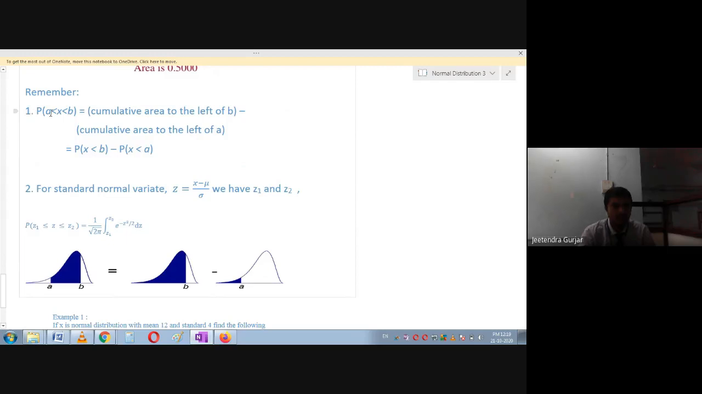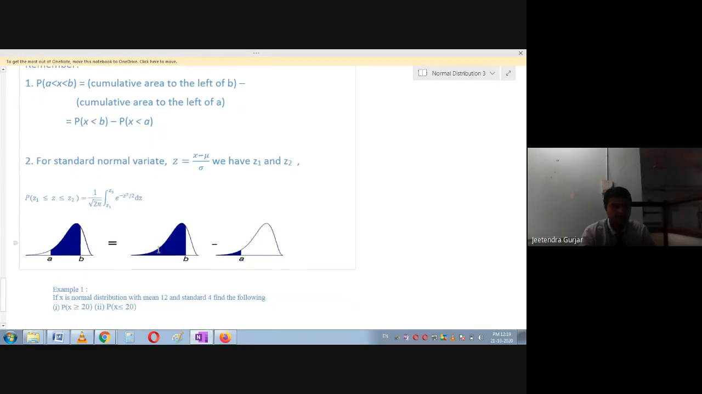First point, the probability of a less than x less than b, we have already discussed. That is the area to the left of b minus the area to the left of a, which is nothing but p of x less than b minus p of x less than a. You can go through this graph.